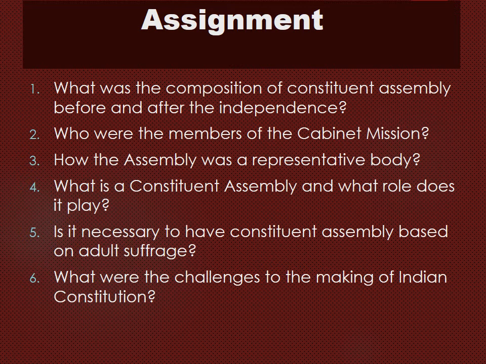So after studying today's topic, you will be able to answer: first, what was the composition of the Constituent Assembly before and after independence? Second, who were the members of the Cabinet Mission Plan? Third, how was the Assembly a representative body? Fourth, what is a Constituent Assembly and what role does it play? Fifth, is it necessary to have a Constituent Assembly based on adult suffrage? Sixth, what were the challenges to the making of the Indian Constitution? So these were some assignment questions for today's lesson.